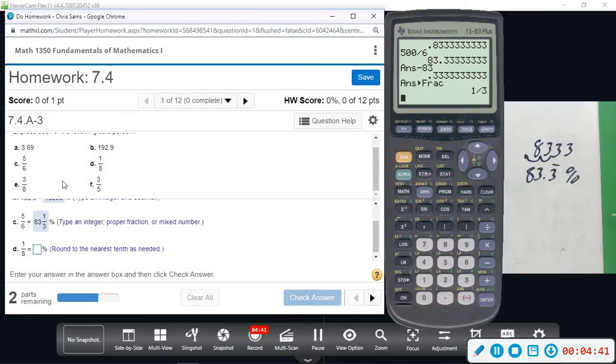All right, same thing with 1/8. If we just did 1 divided by 8, we should get 0.125, or it's 12.5%.